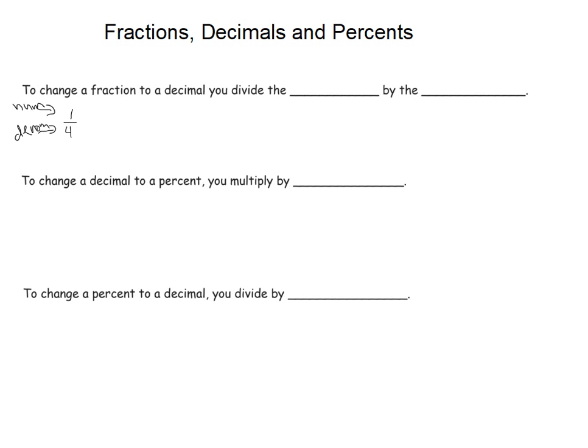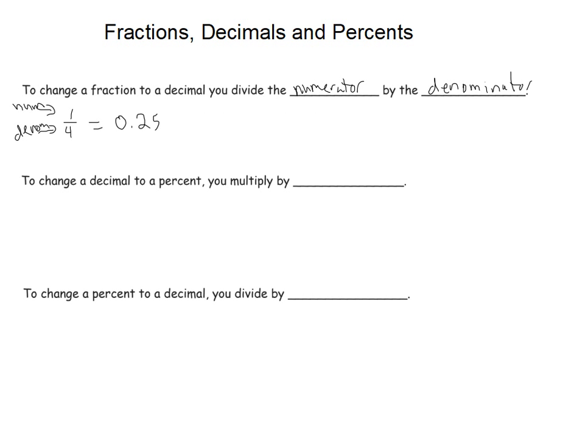To change a fraction to a decimal, we're going to divide the numerator by the denominator. So on our calculator, we'll do 1 divided by 4, and that will give us 0.25. And that is the decimal equivalent of 1/4.